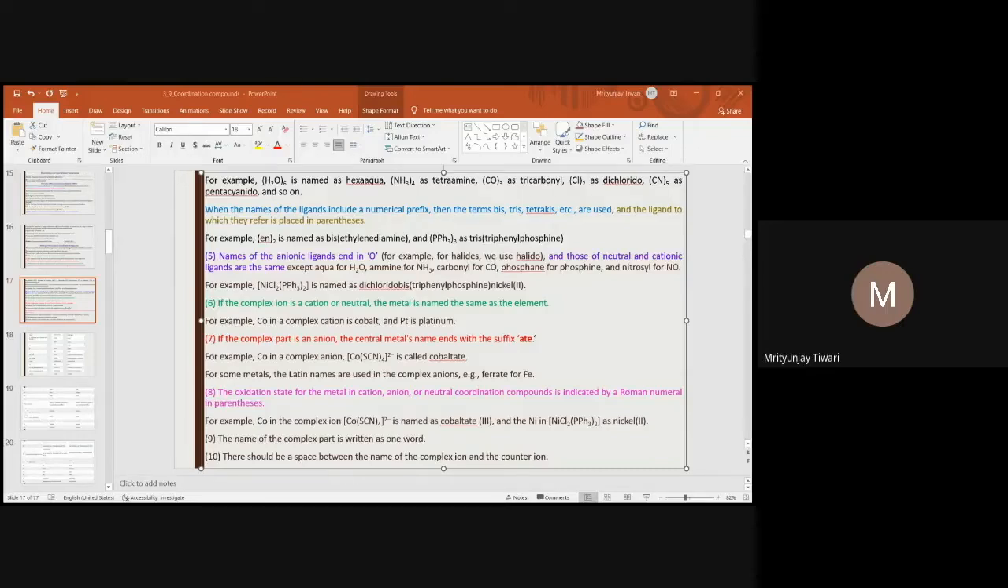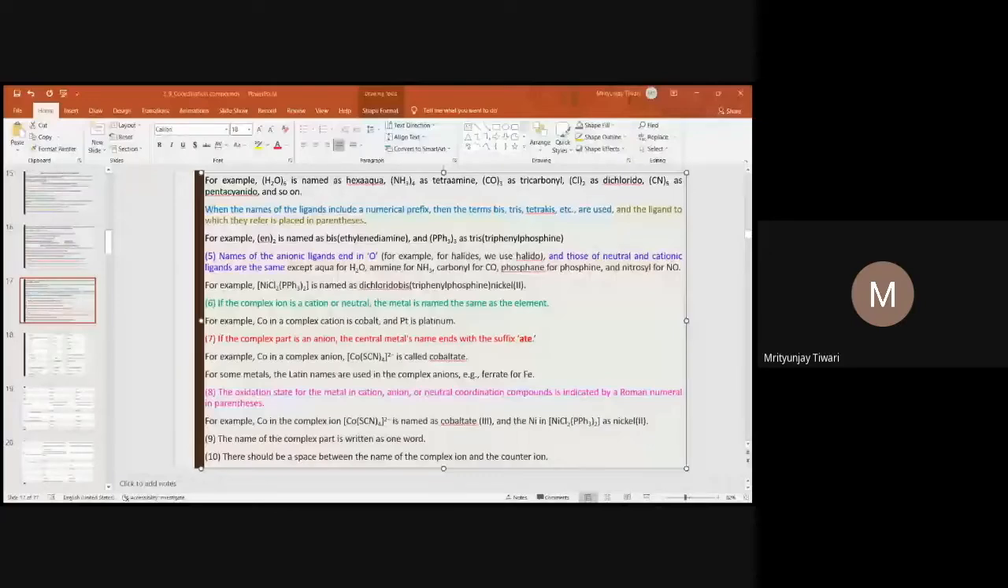If it is electrically neutral, we will write simply copper, or if it is cationic, then also we write copper. If it is iron, if it is part of the neutral or cationic complex entity, then the name of the metal will be written as iron. However, if it is part of the anionic complex entity or the anionic coordination entity, then it will become ferrate.